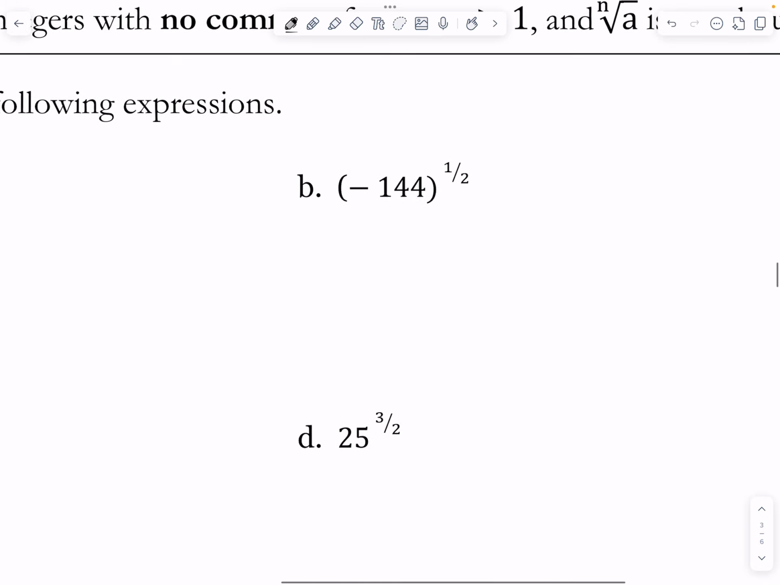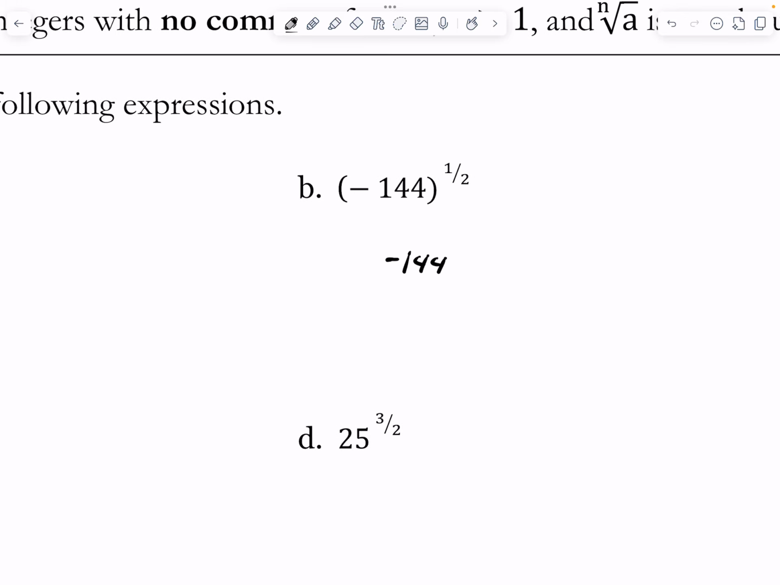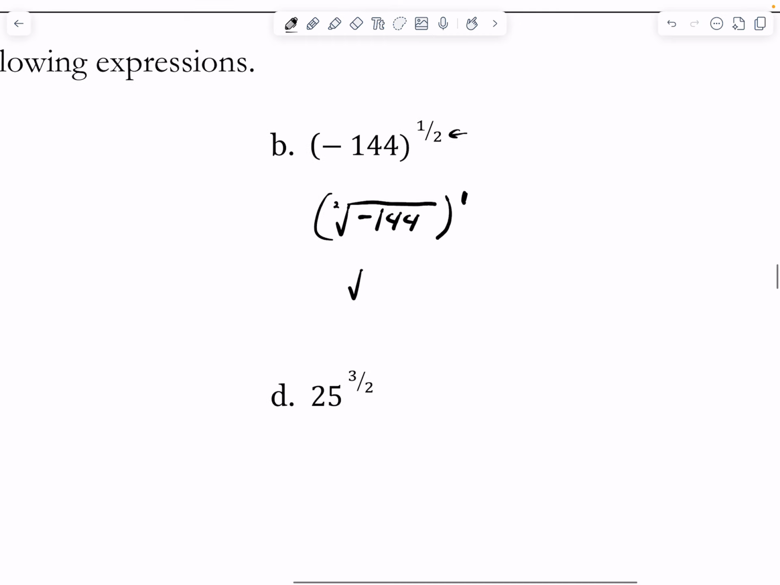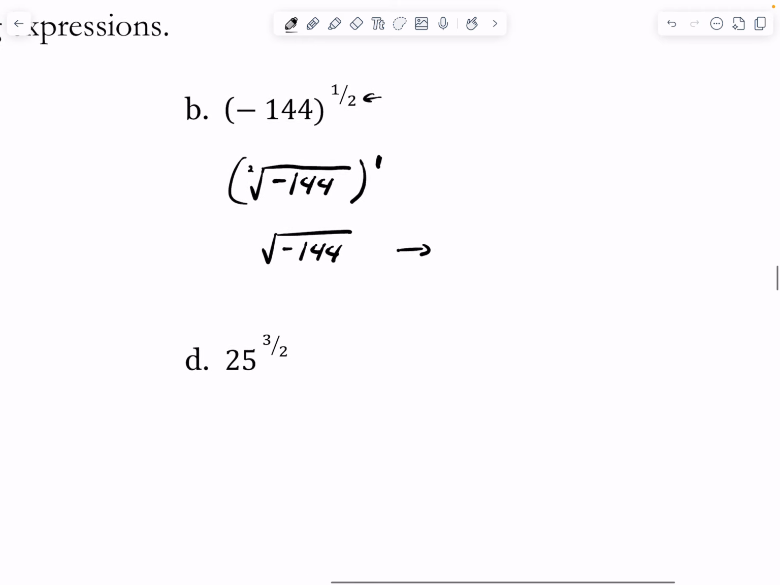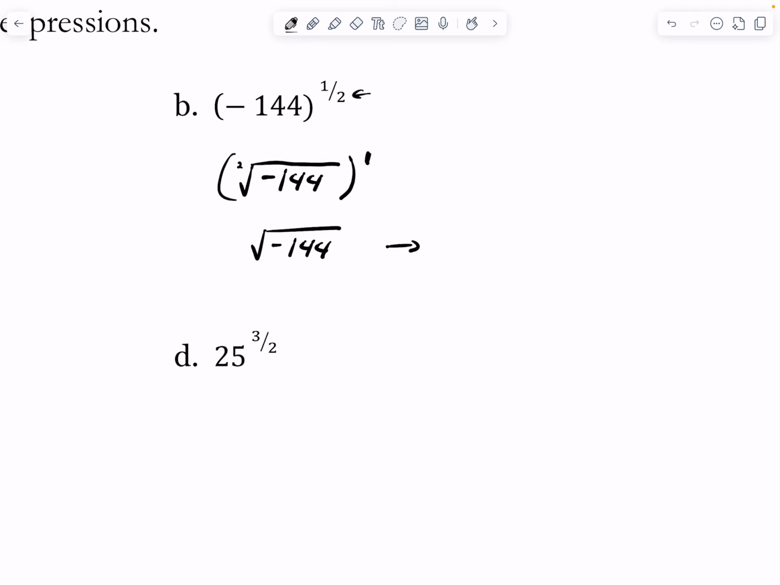Let's try this next one. So negative 144. I'm going to write the square root. If you wanted to put that 2 as the index, you could. And if you wanted to, we'll put it to the first power, you could. But I'm just going to write negative 144, the square root of that. Raising something to the first power doesn't change it. And you actually can't do this, but if you wanted to involve your understanding of imaginary numbers, the square root of negative 144 is 12i.